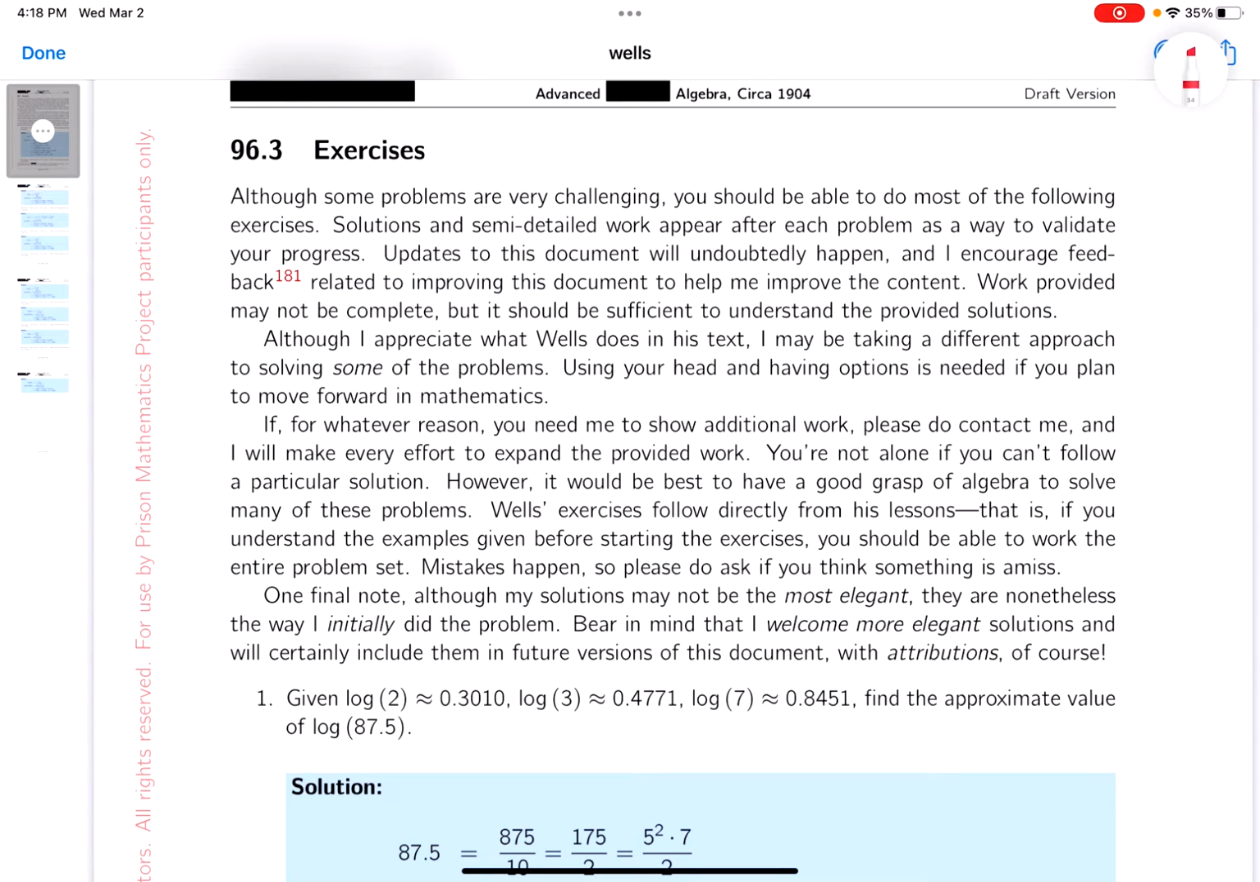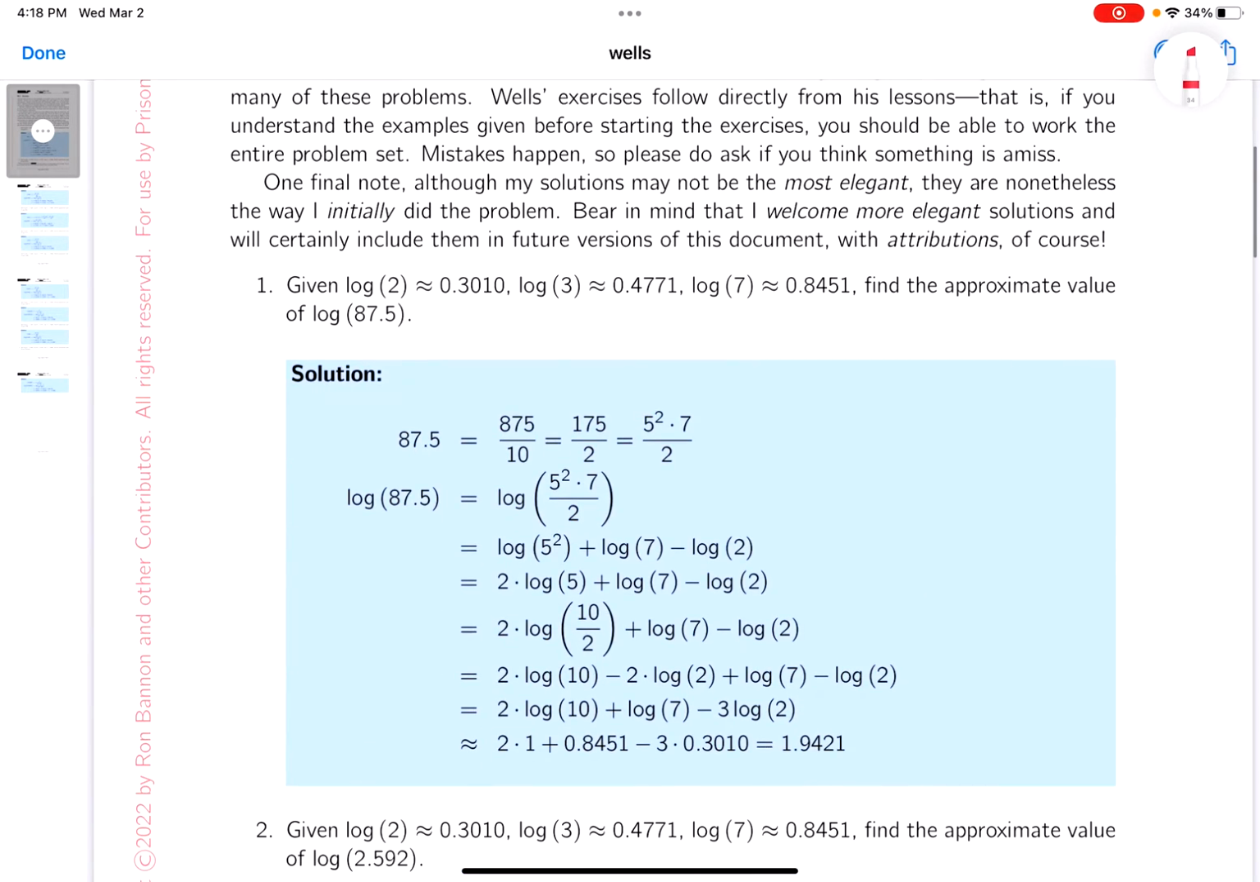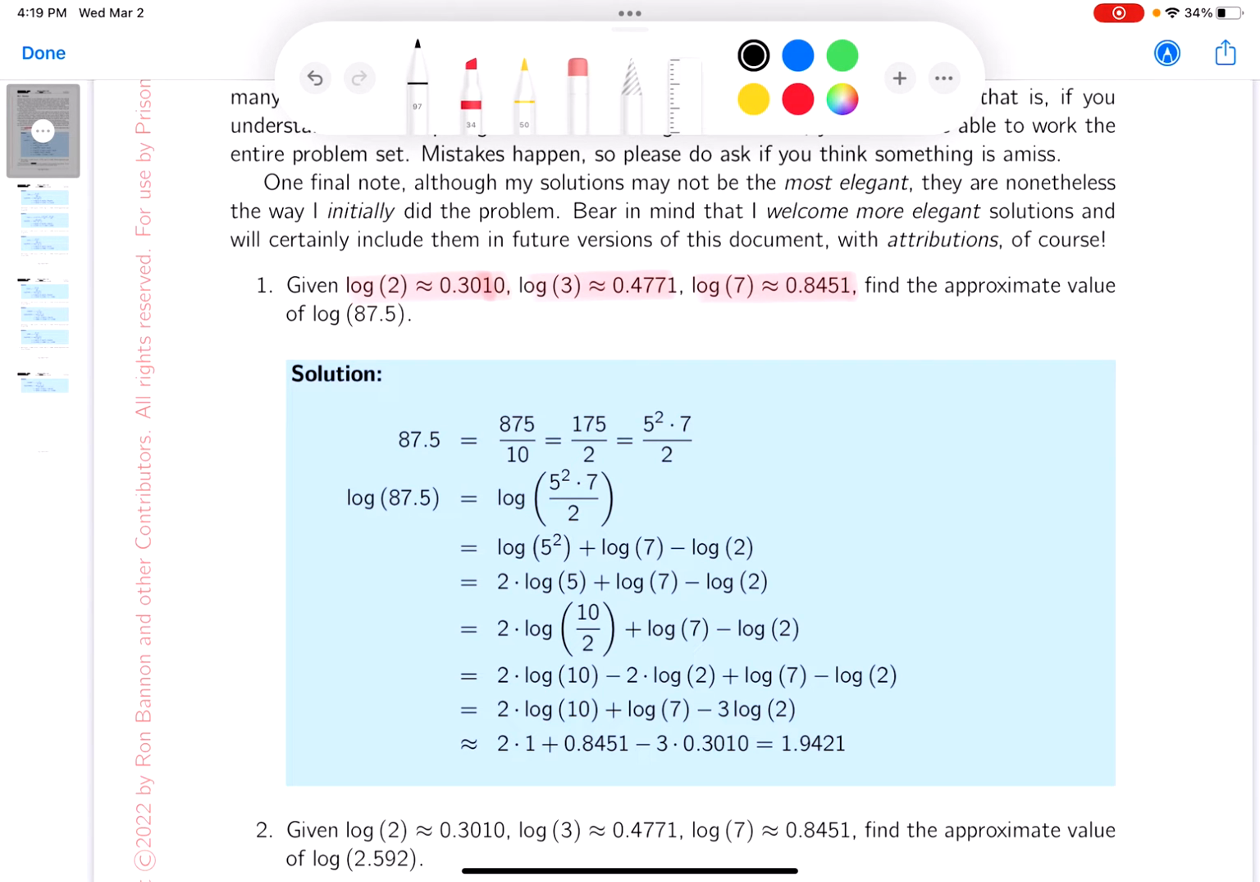Okay, 96.3, the exercises. Let's start with number one. They give me some things. I want to point out the three things they've given me: the log base 10 of 2, the log base 10 of 3, and the log base 10 of 7. They want to find the approximate of log of 87.5. So my first goal here is to get 87.5 involving those numbers.